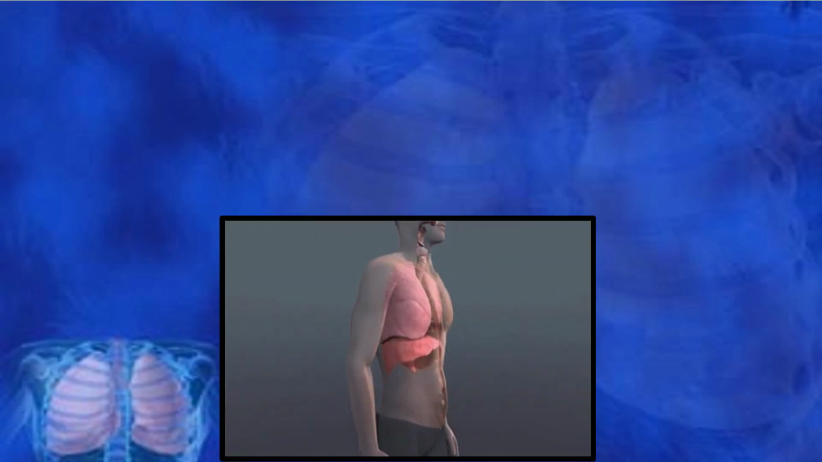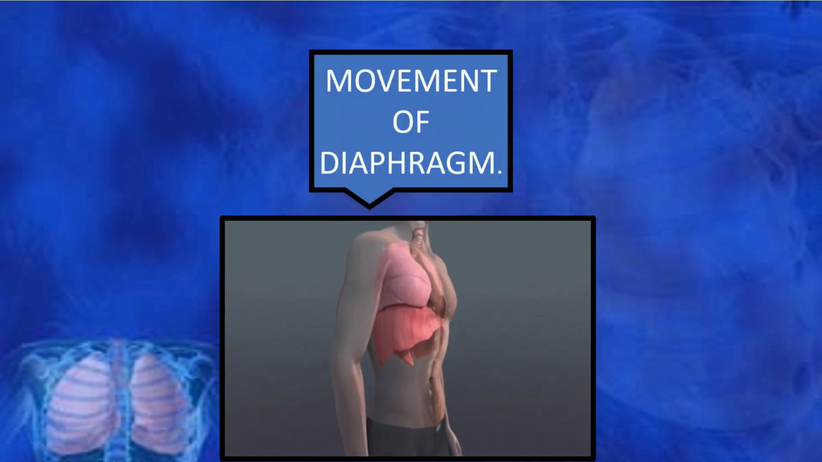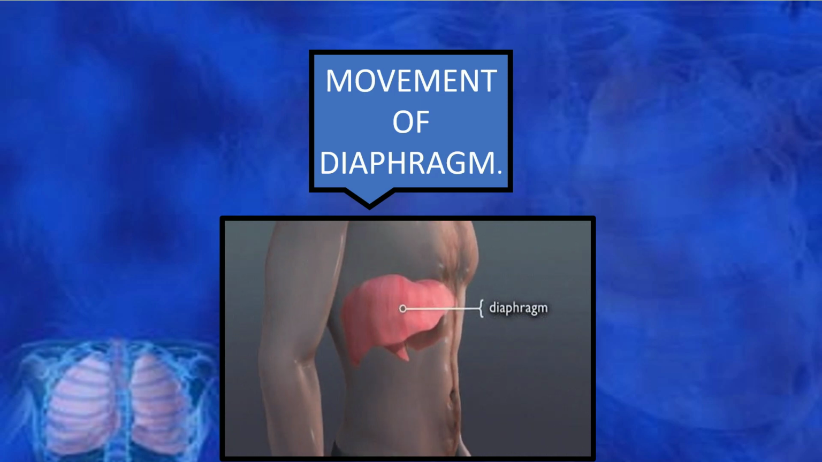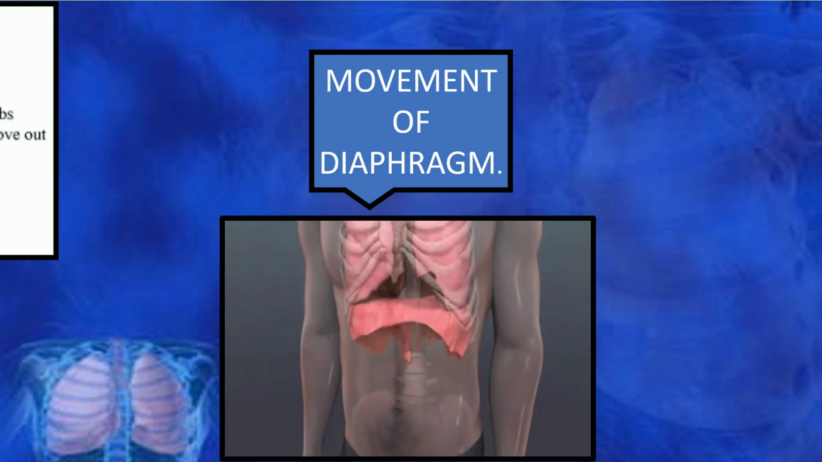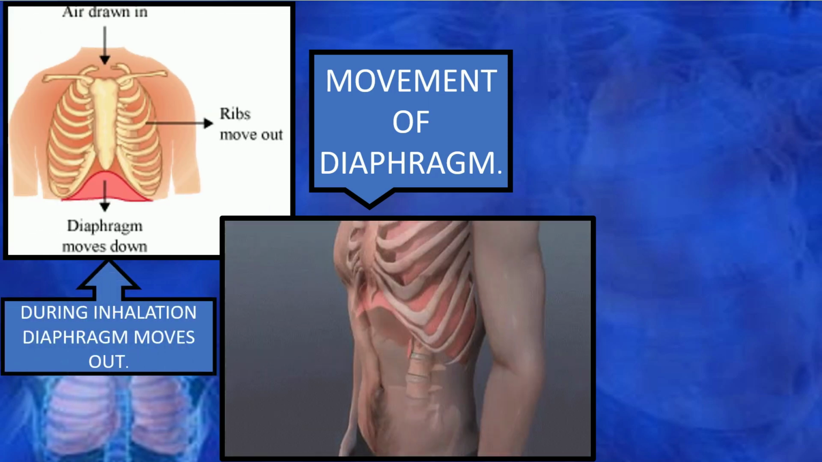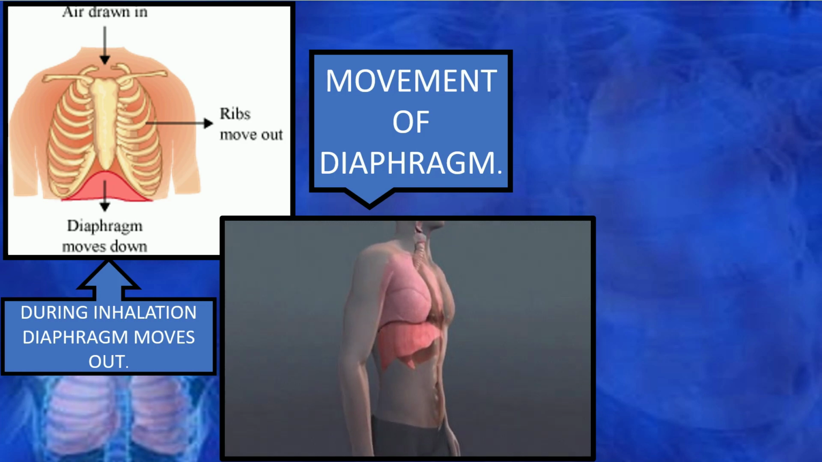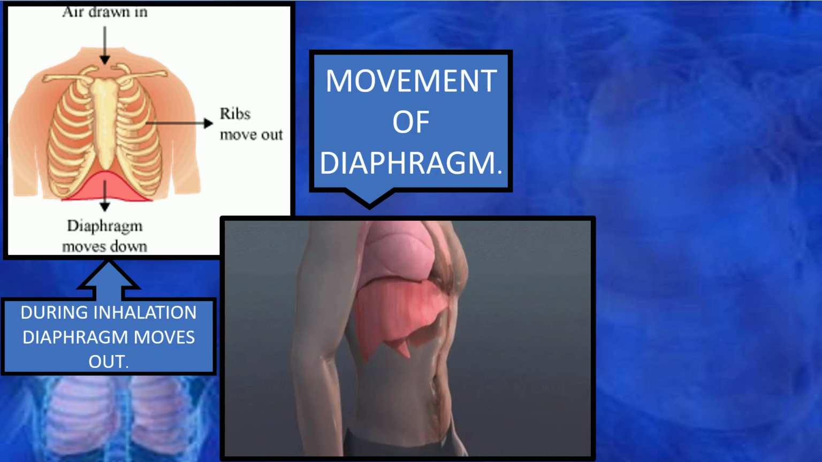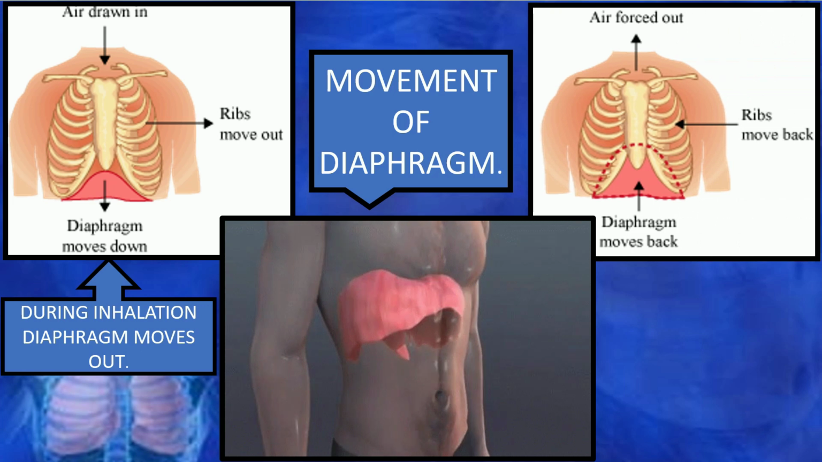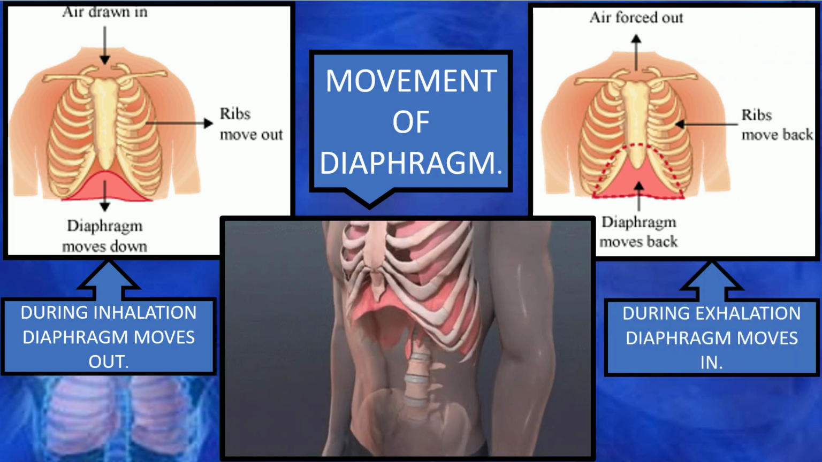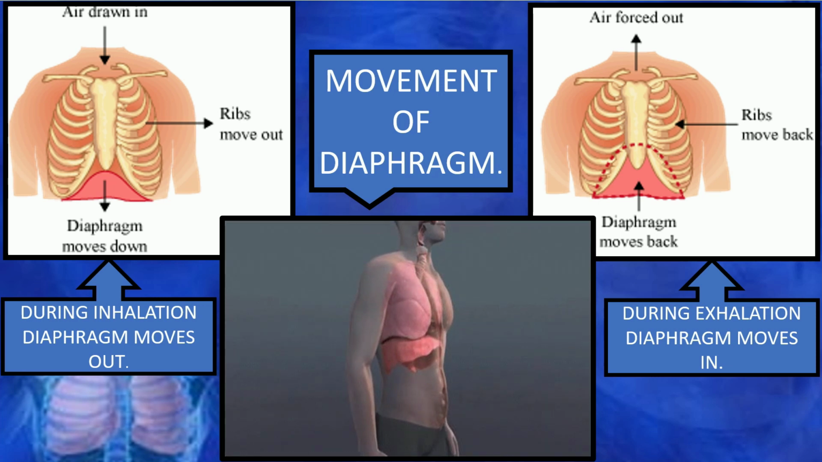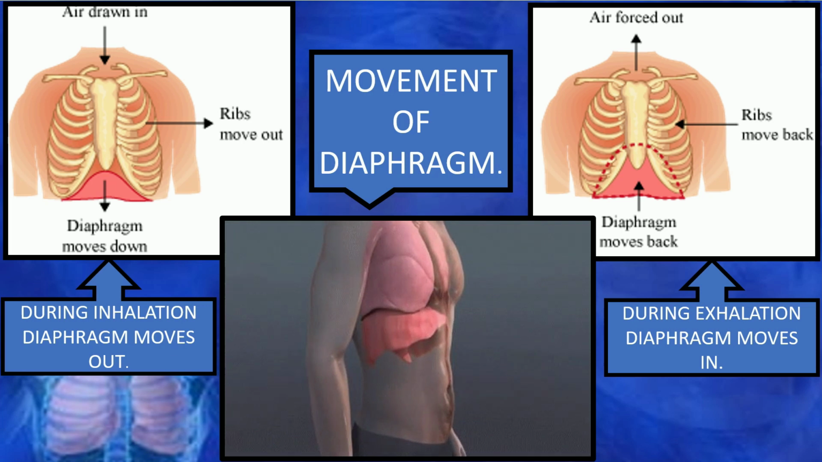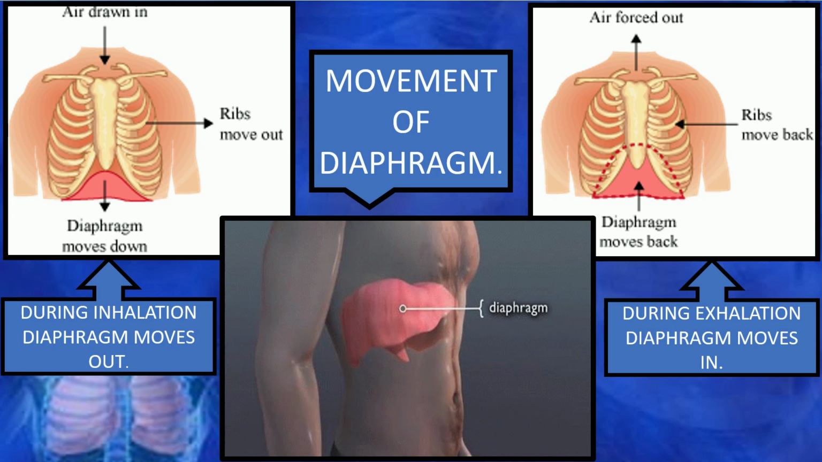Now let us see the movement of the diaphragm. In this video, the larger pink muscular part below the lungs is the diaphragm, and you can see how it moves during inhalation and exhalation. During inhalation the diaphragm moves down and becomes flat, which increases the space for the lungs and we can inhale more air. During exhalation, the diaphragm moves up inside, and it pushes the air out, and that is how the air comes out during exhalation. So this is how movement of the diaphragm also helps in breathing.